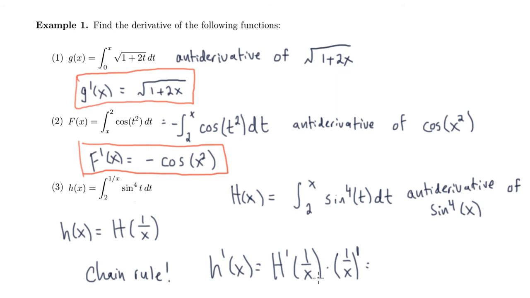But all of this is pretty easy to see. I'm just going to get negative, okay, so the derivative of big H is just sine to the fourth x, but I want to evaluate that at 1 over x. And now the negative is coming from the derivative of 1 over x. It's negative 1 over x squared. Okay, so there it is. That's the derivative of this function here.